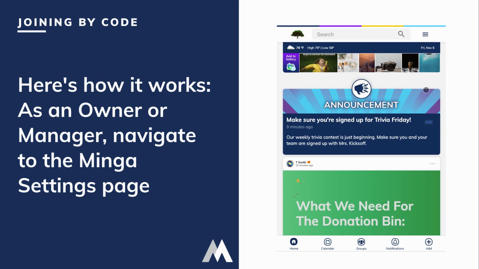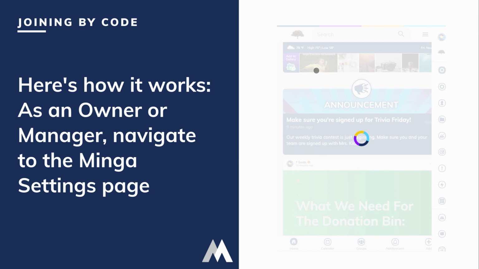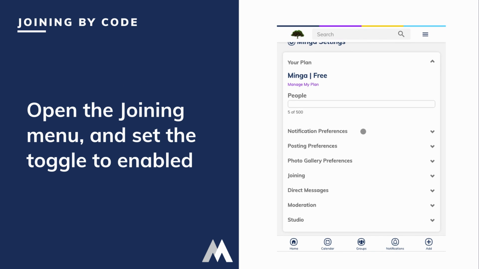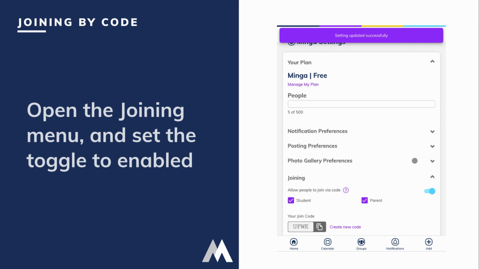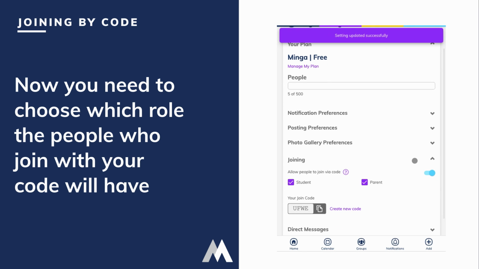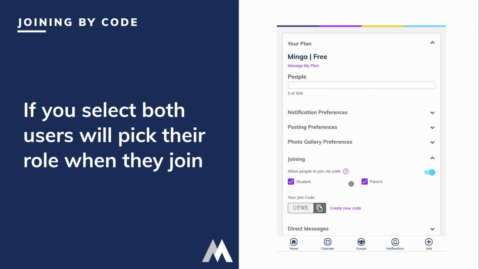As an owner or manager, navigate to the Minga settings page. Open the joining menu and set the toggle to enabled. Now you need to choose which role the people who join with your code will have. You can choose between student or parent. If you select both, users will pick their role when they join.